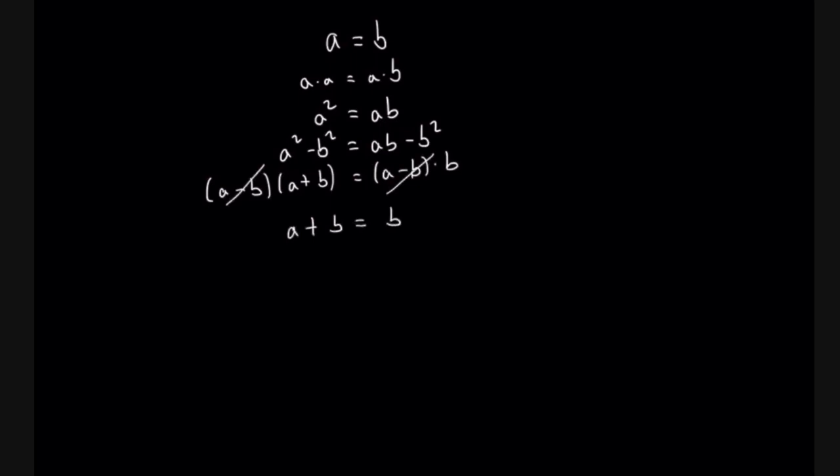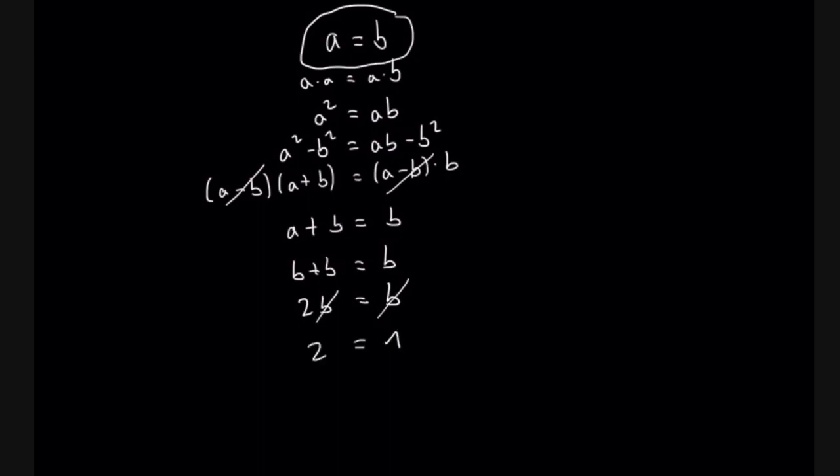Now what we can use is what we started with, that a equals b. So we just substitute a with b, so we get b plus b equals b. So we can write 2b equals b. Now we can just cancel b on both sides. So we have 2 equals 1. And now we can just subtract 1 on both sides. So we have 1 equals 0.